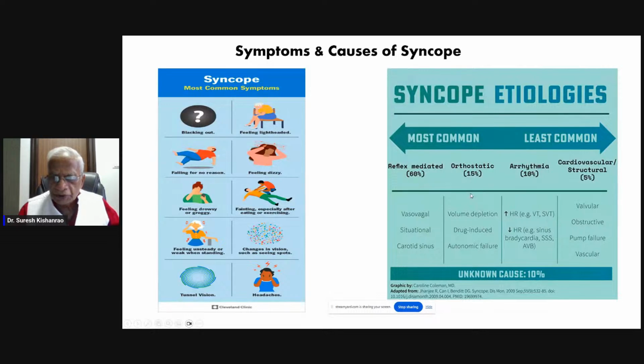In orthostatic, it is volume depletion when there is dehydration for whatever reason, drug induced, or an autonomic failure like it happens in diabetes. Arrhythmias and valvular problems are the other etiologies.